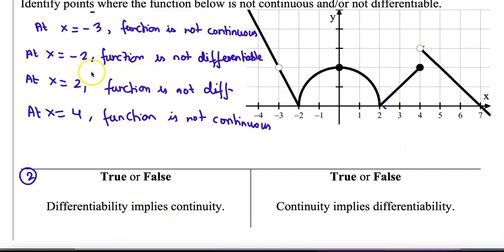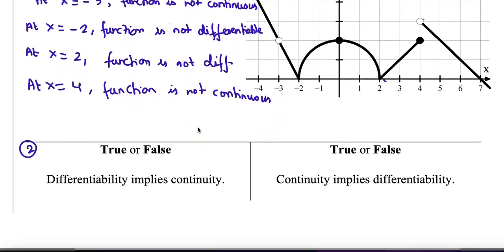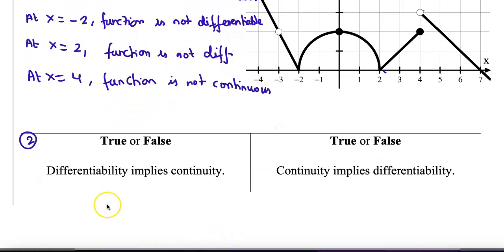It says at x equal to -2, the function is not differentiable, but it is continuous also. Am I right? So this is your true over here. Now how does it mean? Look over here, if I'm having a function like this, this is differentiable, and this is continuous also. This is true.